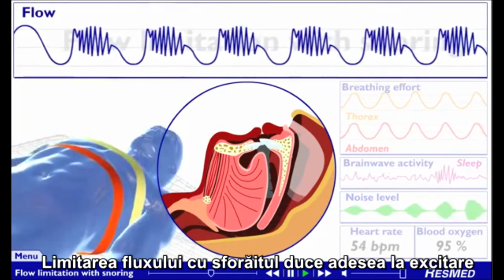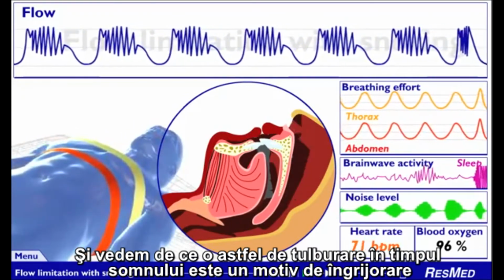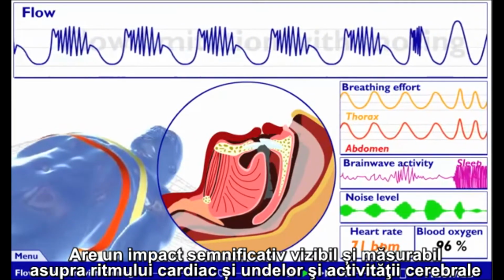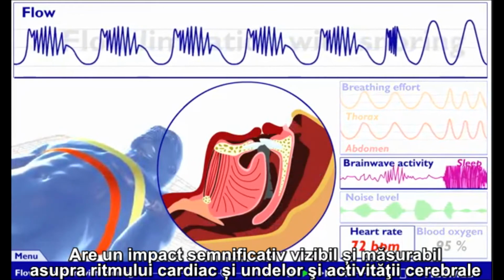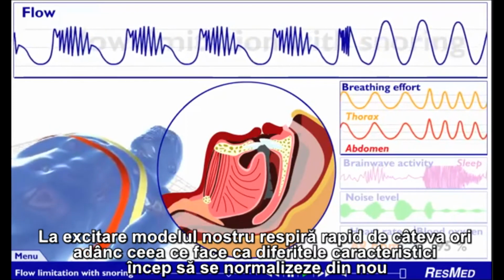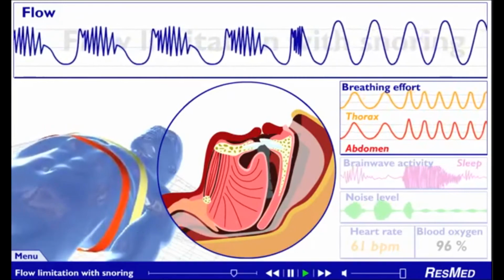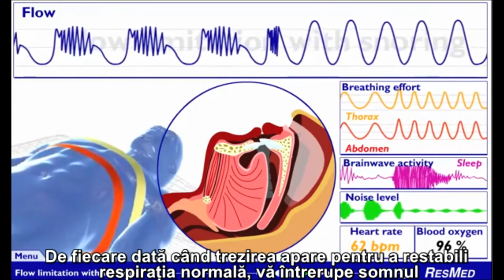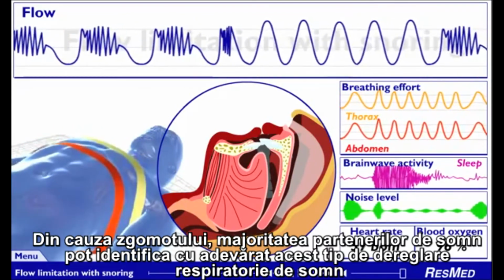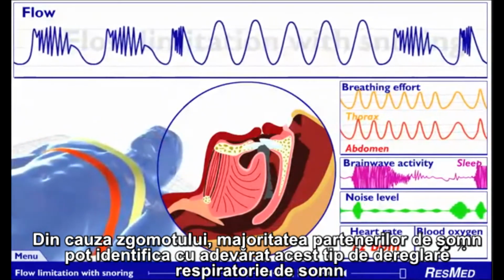Flow limitation with snoring often leads to arousal. Once again, we see why such disturbance during sleep is a matter of concern. It has a significant, visible and measurable impact on your heart rate and brainwave activity. On arousal, our model rapidly takes a few deep breaths. As he does so, the various characteristics begin to normalize again. Whenever an arousal occurs to restore normal breathing, it interrupts your sleep. Because of the noise that accompanies snoring, most partners can readily identify this type of sleep-disordered breathing.